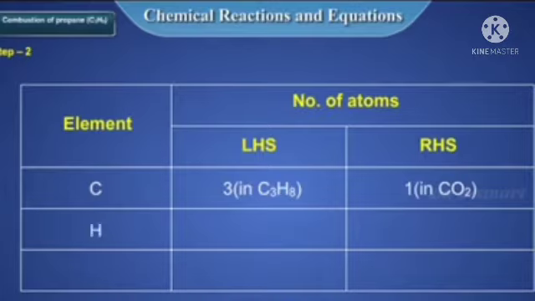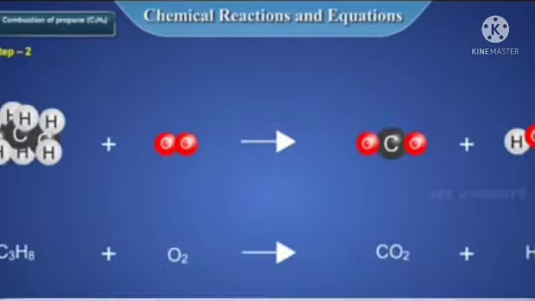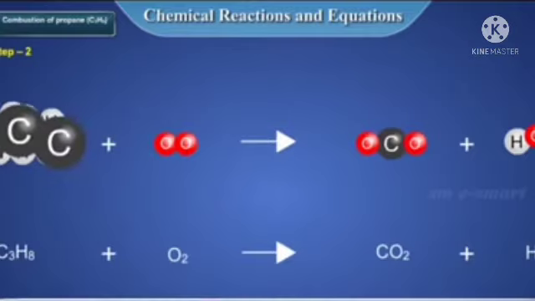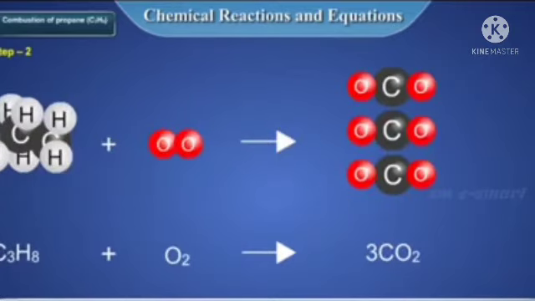Hydrogen: left side 8 atoms, right side 2 atoms. Oxygen: 2 on the left, 3 on the right. In the skeleton equation, note that there are 3 carbon atoms on the left side of the equation, but only 1 on the right hand side. Add a coefficient of 3 to carbon dioxide on the right side. The carbon atoms balance.